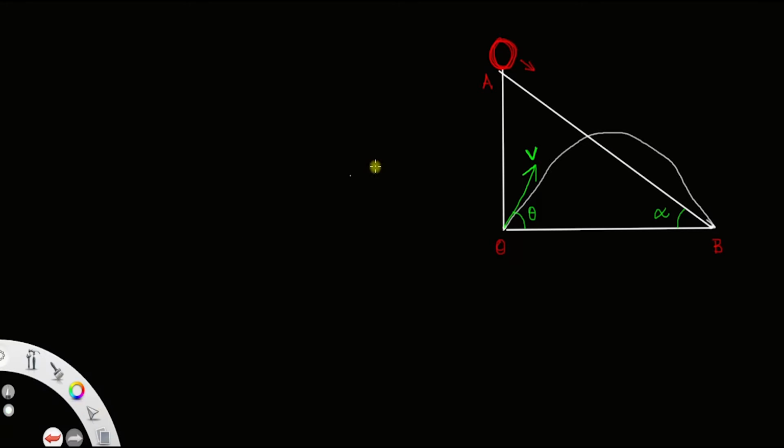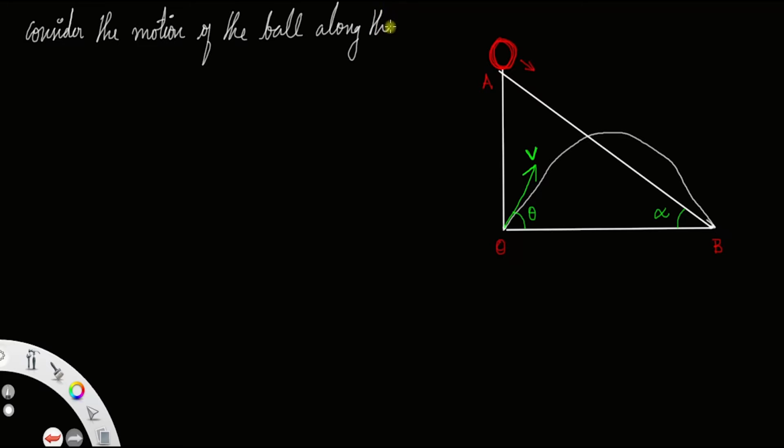For that, let's first consider the motion of the ball along the plane AB. See, the body is starting from rest. That is, the initial velocity of the ball is 0. And we can use the kinematic equation v equal to v0 plus at. This is the first kinematic equation of motion.